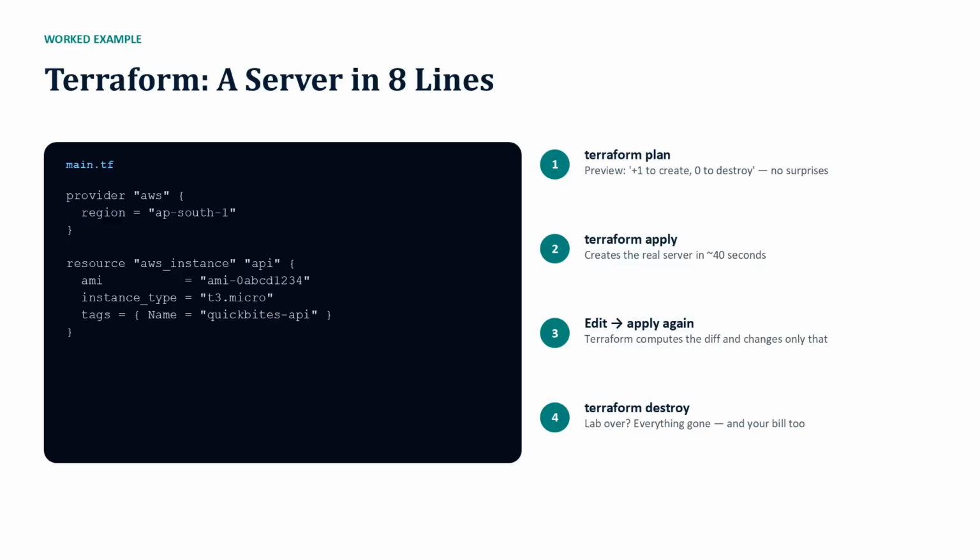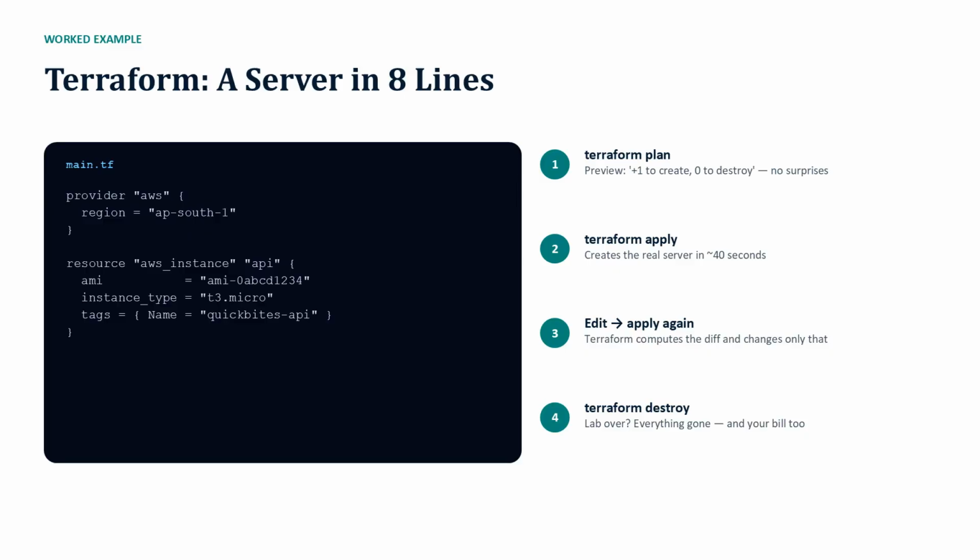Let's demystify infrastructure as code with the smallest possible real example. 8 lines that create an actual server on AWS. The provider block says which cloud and which region. ap-south-1 is Mumbai. The resource block describes what we want. One small EC2 instance, built from a machine image, tagged QuickBytes API.